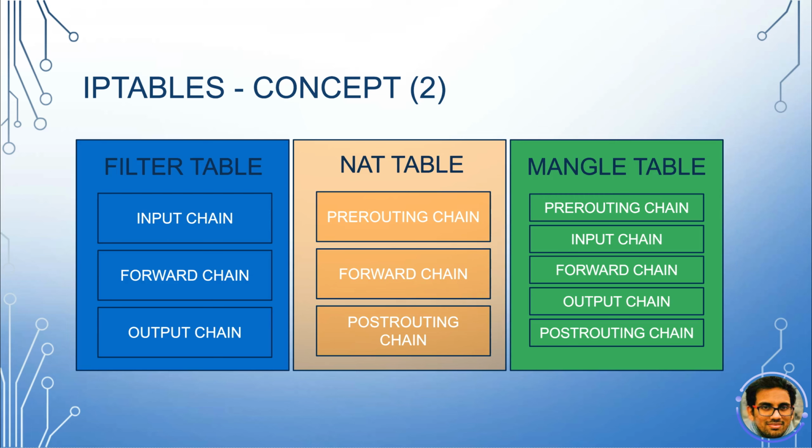Here are some of the tables and chains to use within the IP tables ecosystem. The filter table contains an input chain, forward chain, and output chain. The NAT table consists of a pre-routing chain, forward chain, and post-routing chain. The mangle table consists of pre-routing, input, forward, output, and post-routing chains. We will see where within the network stack these tables fit in later sessions.